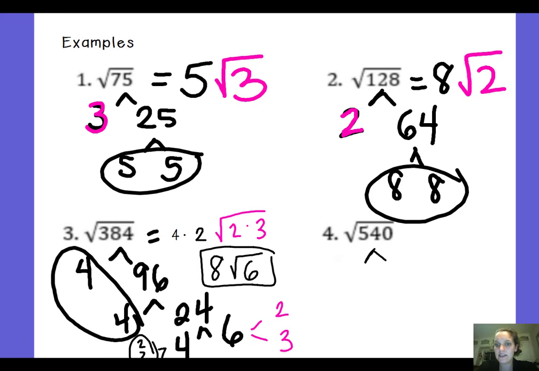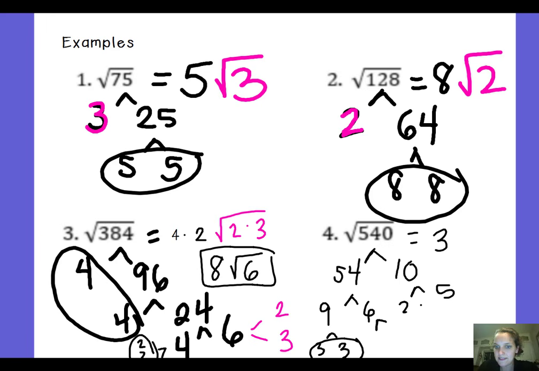Okay, 540 is 54 times 10, and then 54 is 9 times 6, and 10 is 2 times 5. Well, 9 is a perfect square. I have a pair of 3s, so I'm going to pull out a 3. Then 6 is 3 times 2, so I have a pair of 2's. And then I'm left with this 3 that doesn't have a partner and this 5 that doesn't have a partner. So 3 times 5 is 15. They have to stay underneath the square root. And so my final answer is 6 root 15.